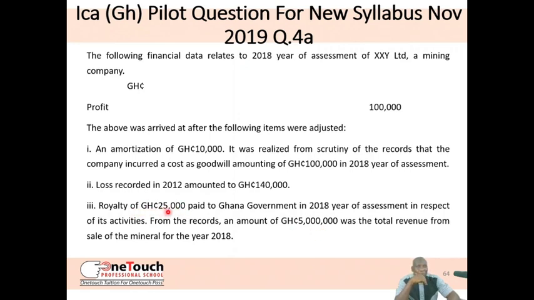Royalty of 25,000 was paid to government in the 2018 year of assessment in respect of its activities. But they should have paid how much? 250,000. Because we learned here that to calculate royalty, it is 5% of the value of mineral won or the revenue. So if the value of mineral won is 5 million, 5% of 5 million will give you 250,000. So bear it in mind how much they should have subtracted from the profit.